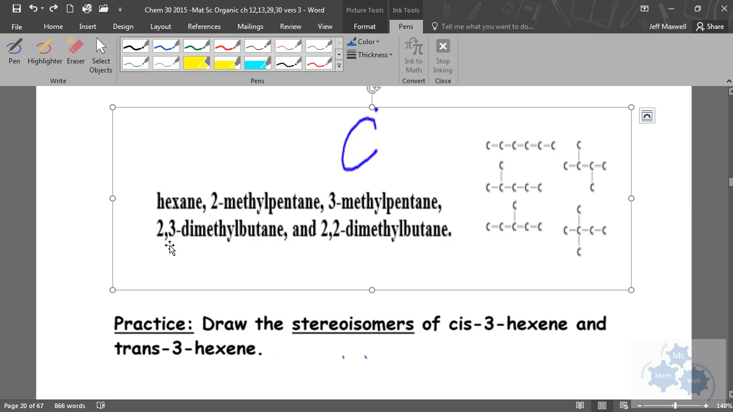2, 3. That means on the second and third carbon, there are methyl groups. Now, dimethyl means 2 methyl groups. They're identical. So there's dimethyl. There's a methyl group, CH3, and another methyl group, CH3. And of course, this is all single bonds on the 4-carbon chain, so it ends with butane.